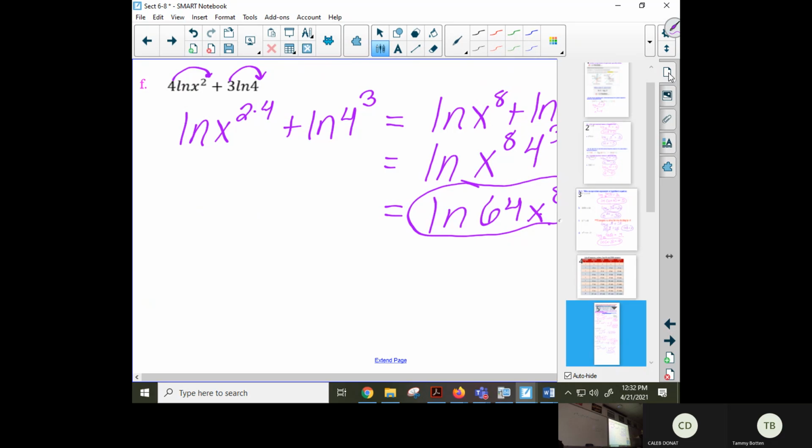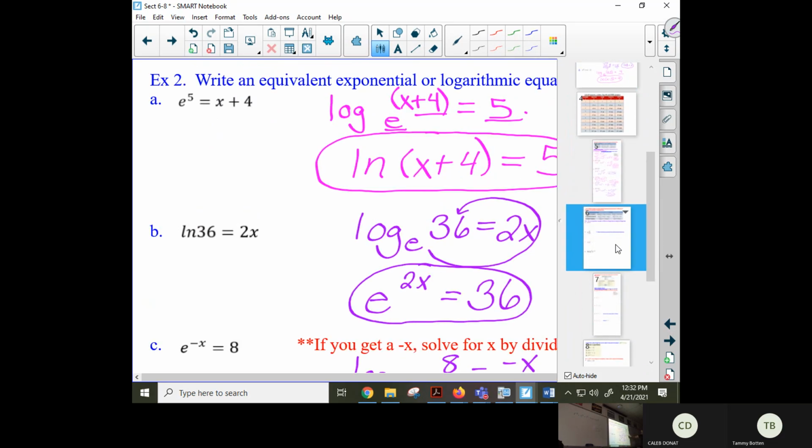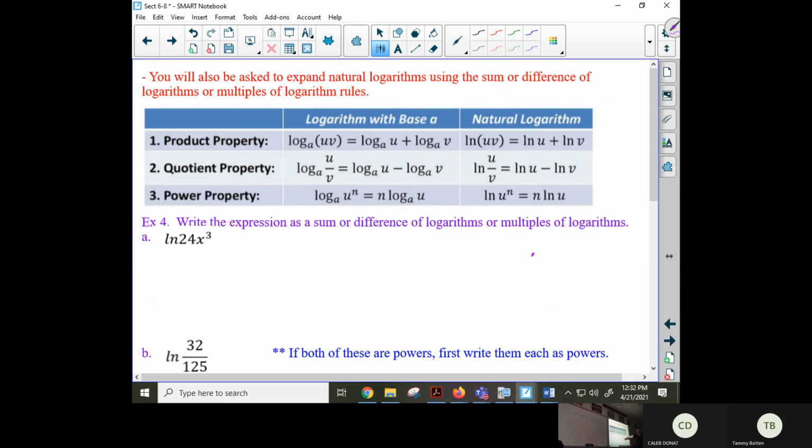All right, so let's go to this page here. Now, what we just did on that previous page is we took something that was apart and we put it together. What we're going to do here is something called expand on natural log, and that's where you have it together, and you want to do the opposite of that and get it apart.